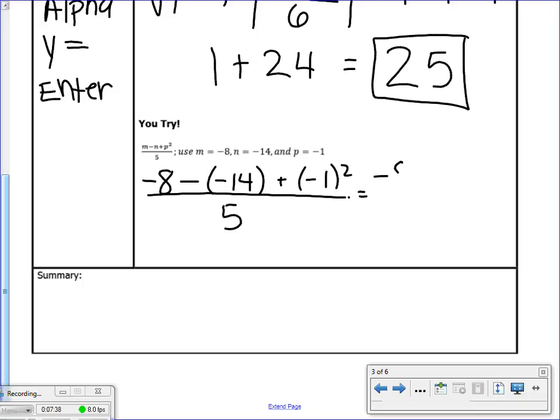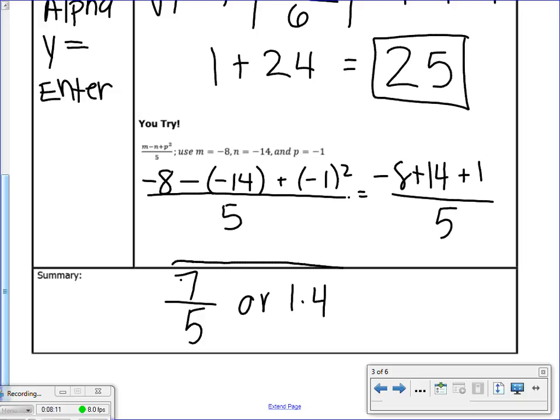So this negative 8, the double negative becomes plus 14. Negative 1 squared, when I square negative 1, what you're really doing is multiplying it by itself. So negative 1 times negative 1 is positive 1, divided by 5. We can't divide yet. We have to simplify our numerator. Negative 8 plus 14 plus 1 ends up giving us 7 over 5, or 1.4 would work. So your answer is 7 over 5, or 1.4.